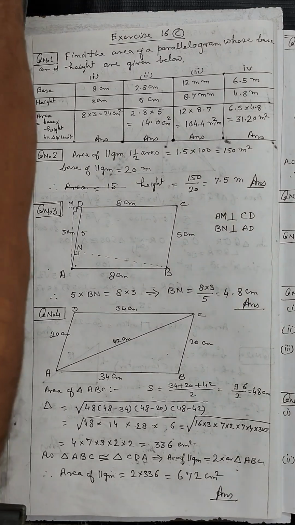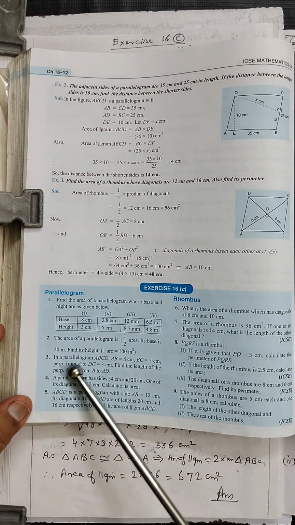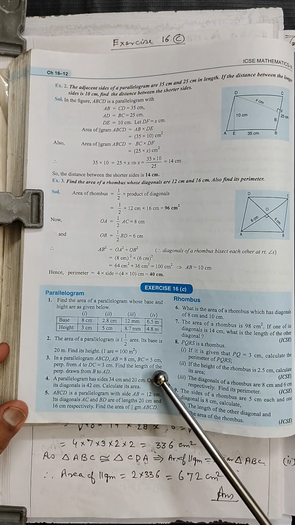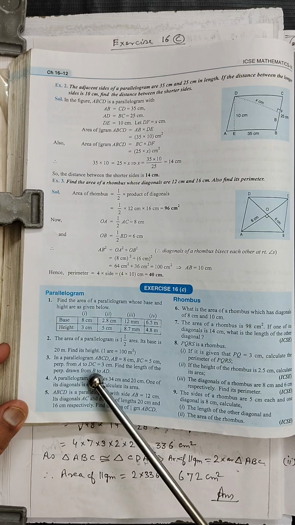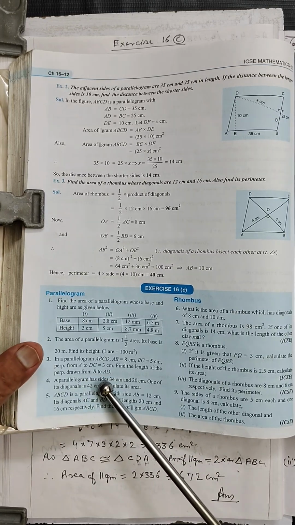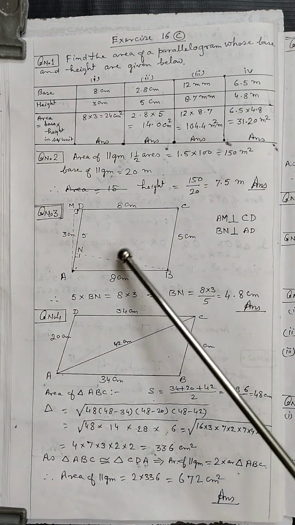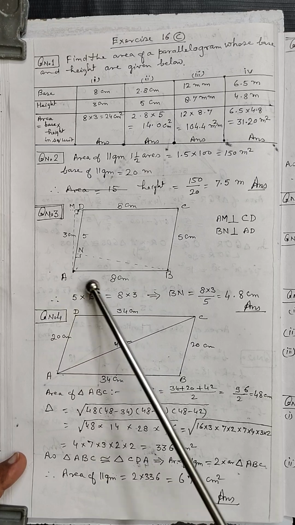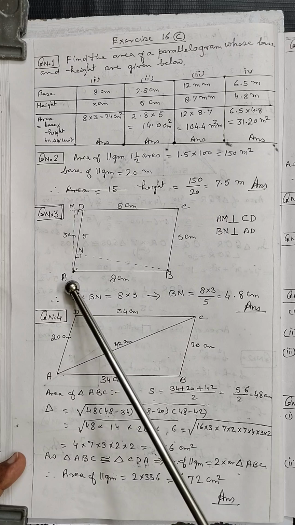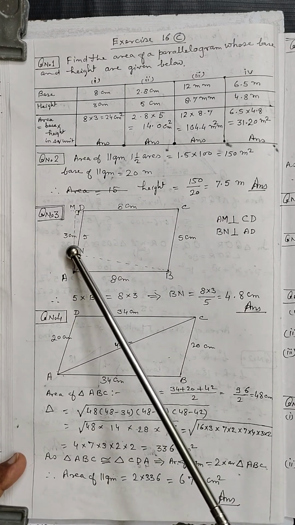Now see the question number 3. Question number 3 states that in a parallelogram ABCD, AB is 8 centimeter, BC is 5 centimeter, perpendicular from A to DC is 3 centimeter. Find the length of the perpendicular drawn from B to AD. So you see here, ABCD is a parallelogram. The perpendicular drawn from A to CD is AM, and AM is equal to 3 centimeter.